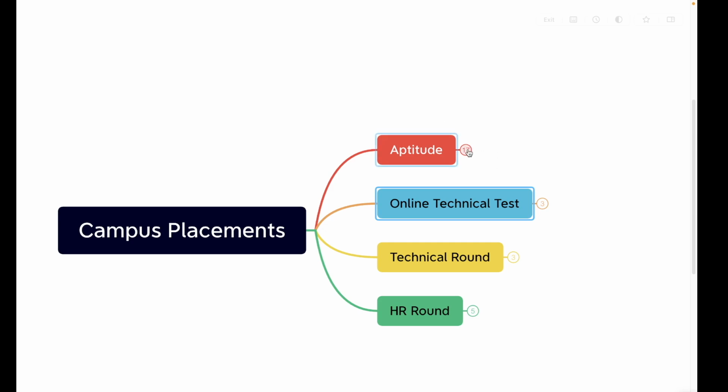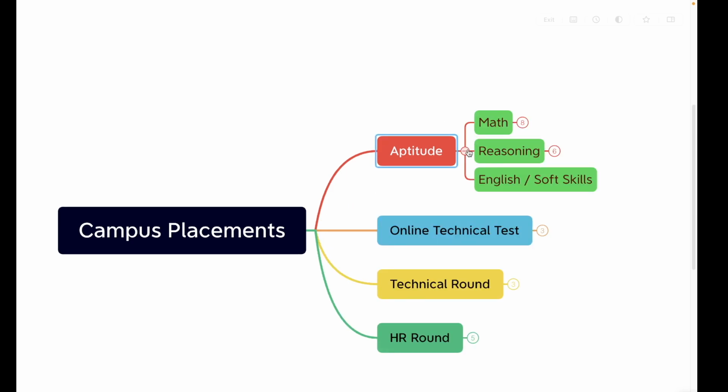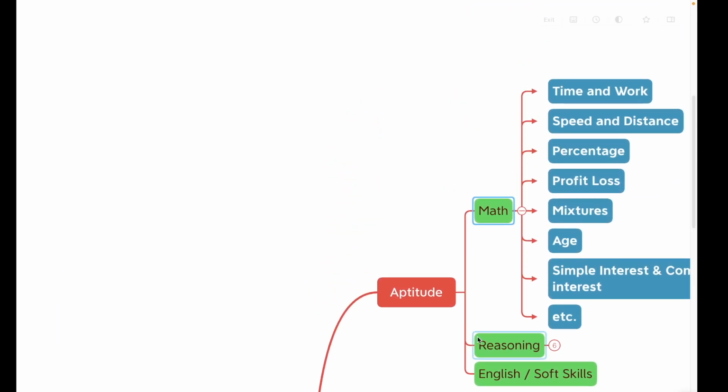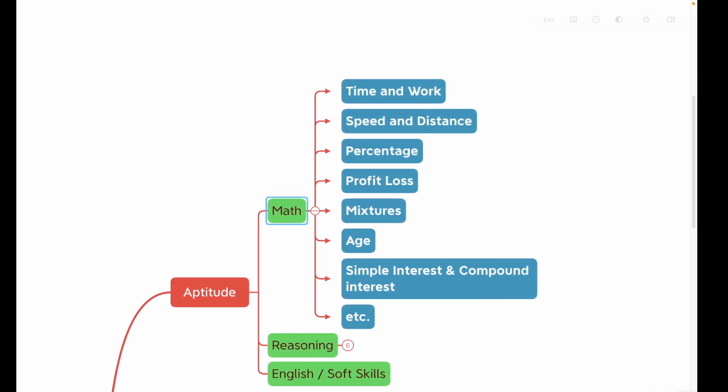So in the aptitude, which topics do you need to cover? Majorly you get questions on math, reasoning and English. In the math also, we have different topics, so you need to prepare on each and every topic. At least the concept should be clear and you should be able to solve the questions. The major topics are time and work, speed and distance, then percentage, profit and loss, mixture, age, simple and compound interest. These are the major topics we have in the aptitude.